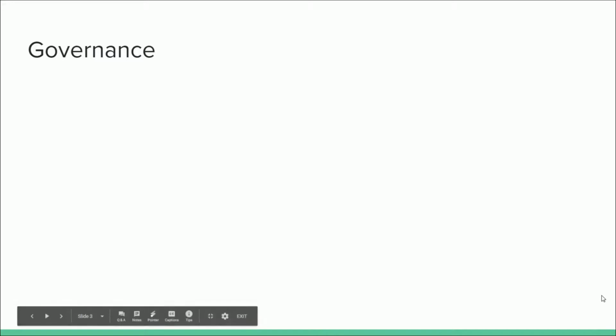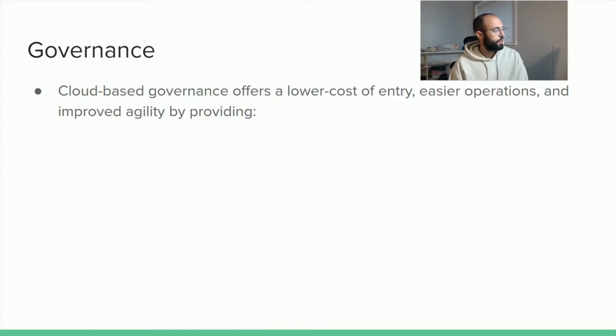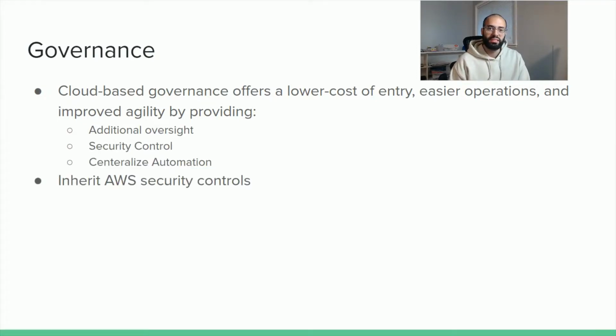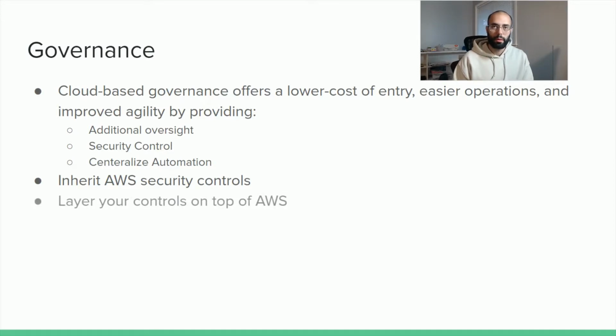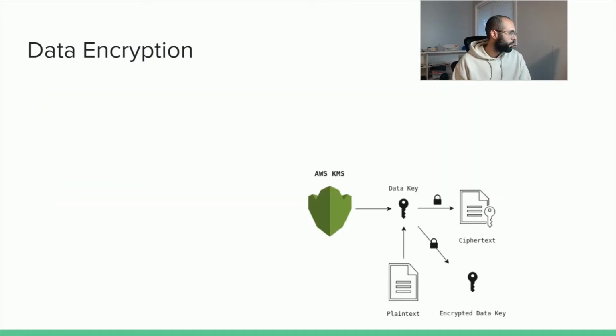So let's get into it here and talk a little bit about how AWS implements governance. Cloud-based governance on AWS offers a lower cost barrier of entry, facilitating operations and improving agility. Also, of course, the nice thing is that there's a smaller decision space to be made with regards to some of the lower-level security controls, such as network, infrastructure, physical security, and whatnot, because it comes already inherited from AWS.